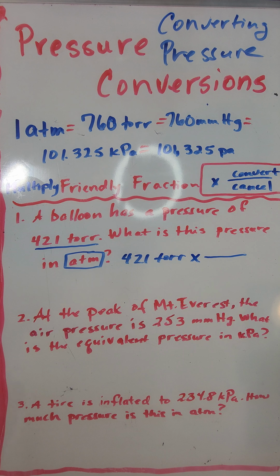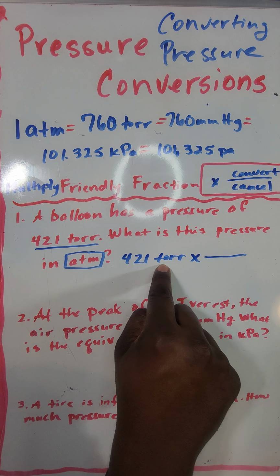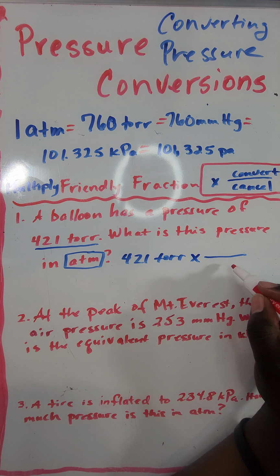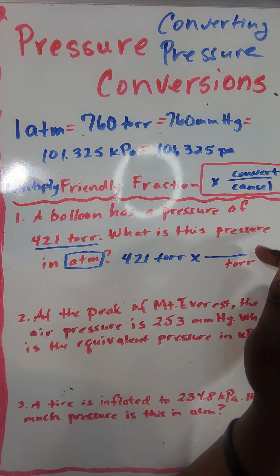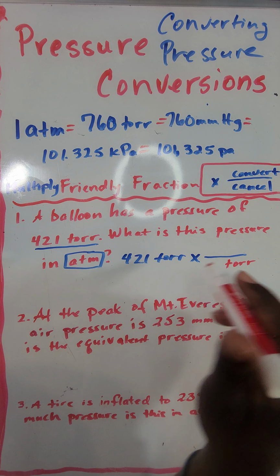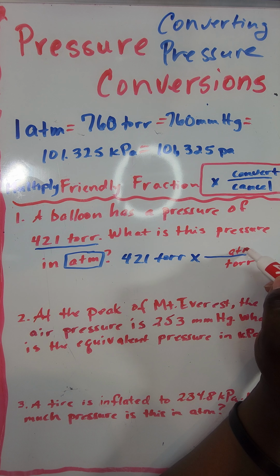Now on the bottom, we cancel the old unit. So this is the old unit. We're going to cancel torr. On the top, we convert to the new unit. So it says we want ATM, so I'm going to convert to ATM on the top.